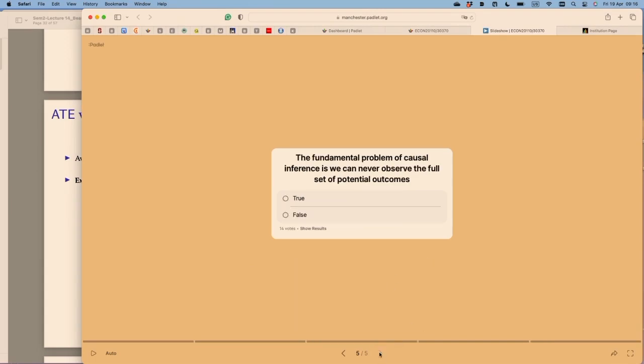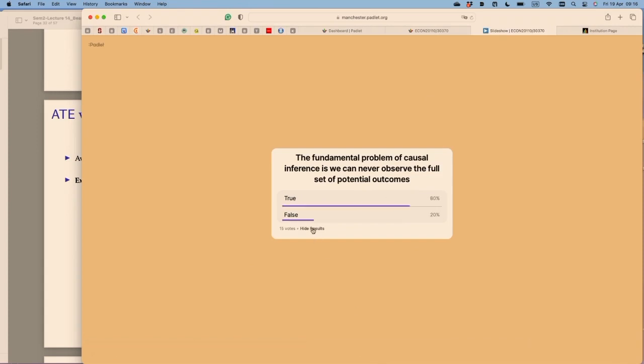The last one. The fundamental problem of causal inference is we can never observe the full set of potential outcomes. This should be something quite simple. Okay, this is true. Treatment effect involves comparison of two potential outcomes. But in practice, we only observe one, depending on your treatment status.